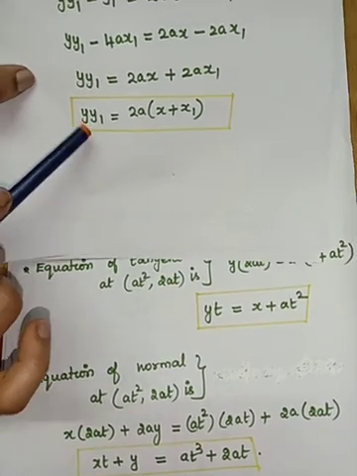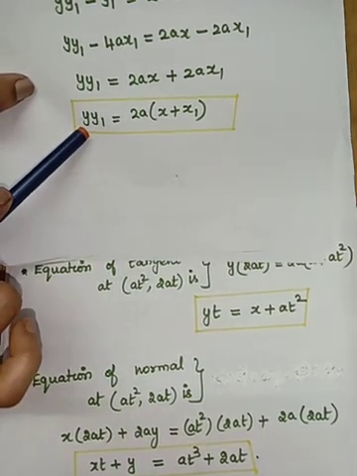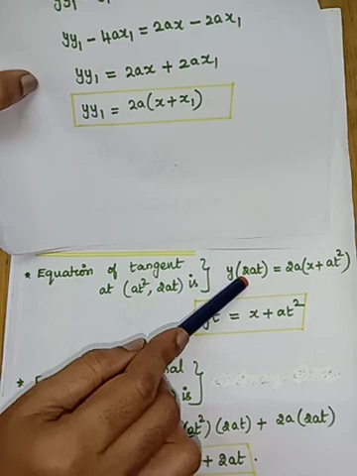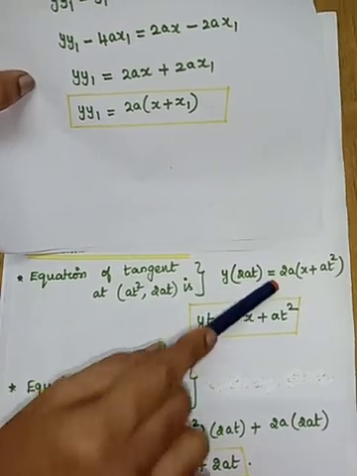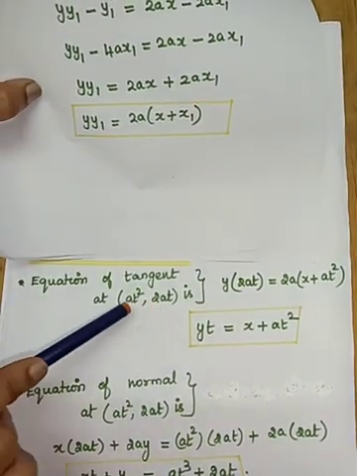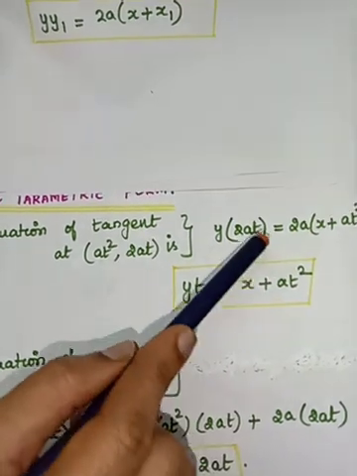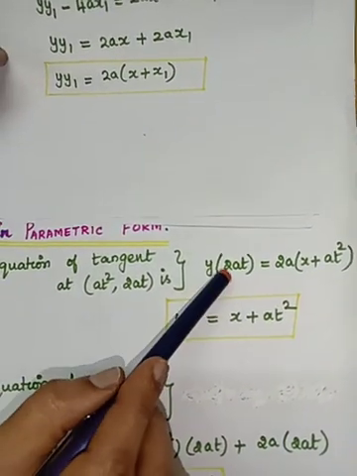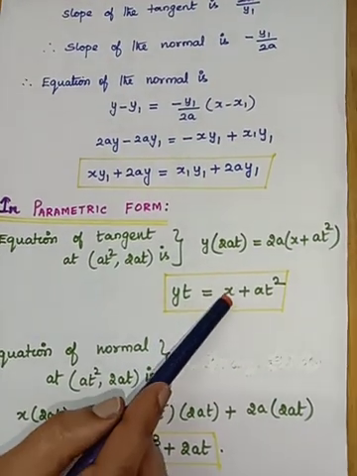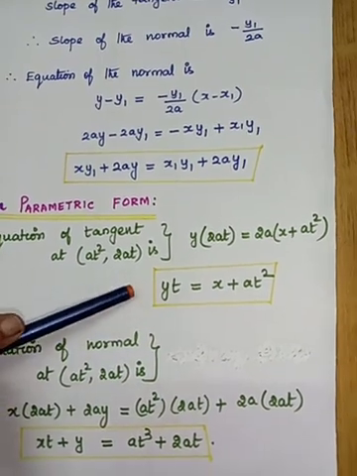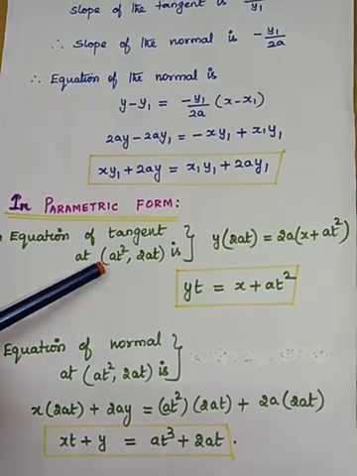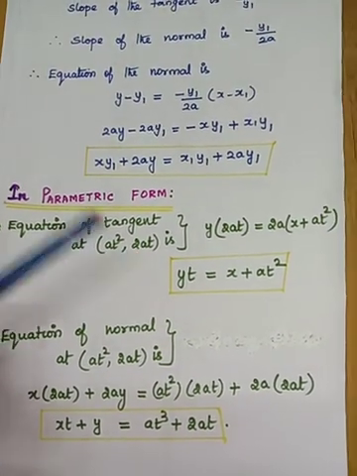So take this equation of the tangent in the Cartesian form. In that you have to substitute in the place of y1 as 2at. I have substituted here, which is equal to 2a into x plus x1. In the place of x1 what you have to substitute? at squared. From these two terms what is common? 2a. So divide throughout by 2a, you will get yt is equal to x plus at squared. This is the equation of the tangent at t, or the point t can be written as at squared comma 2at.